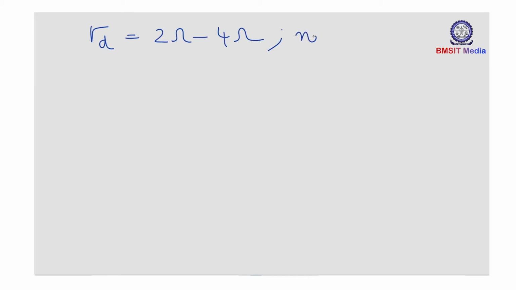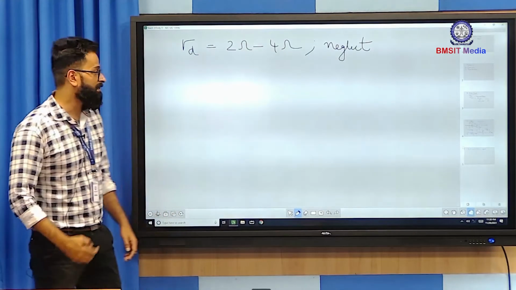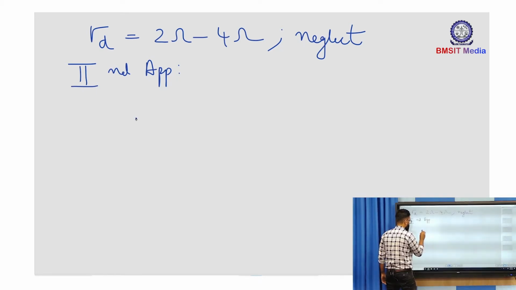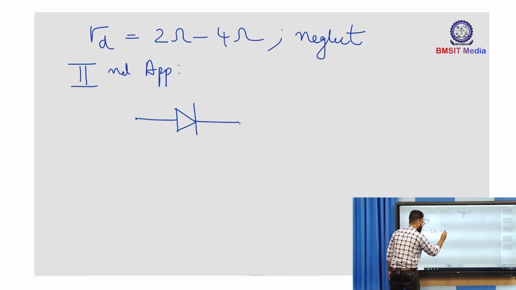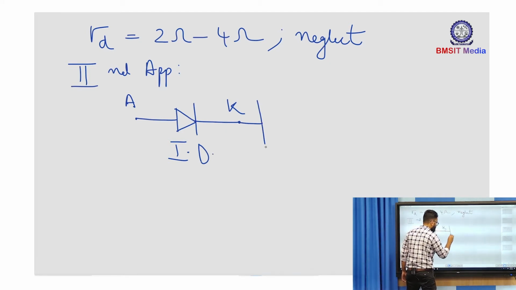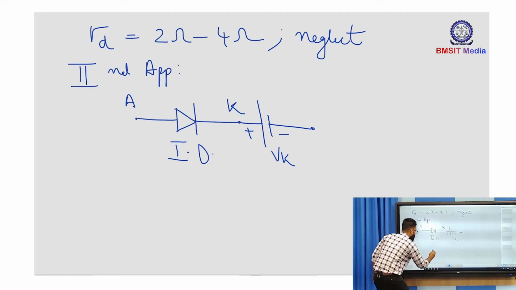So if we neglect RD, what we get is second approximation. So in second approximation, the RD effect is neglected. So the resultant equivalent circuit of the diode is obtained something like this. So this is your ideal diode, anode, cathode terminal. In short, let us consider it as ID, and this will be in series with the barrier potential plus minus Vk.